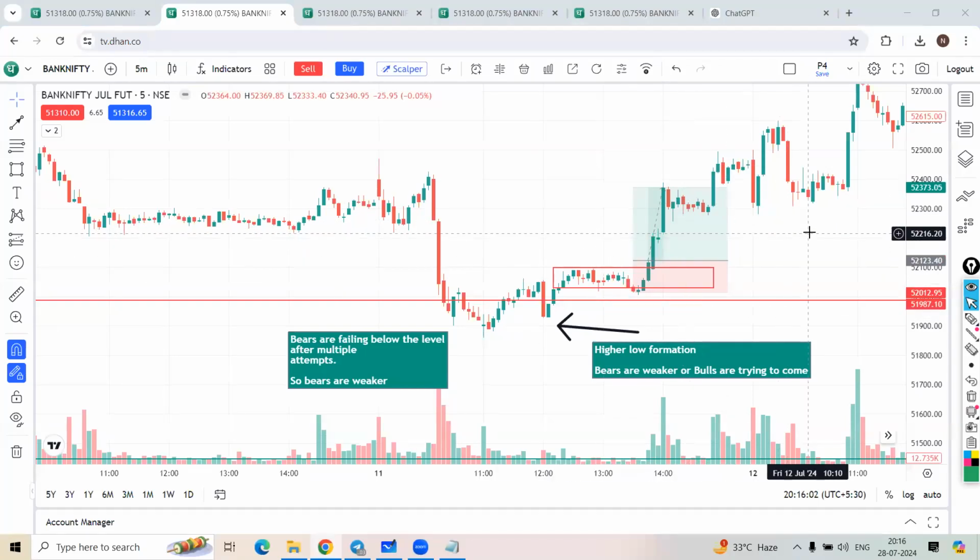So entry done. Up move. Obviously, this is the location from which price reversed back down. You can wait till here also. I'm happy with 1:2 risk reward. Anything 1:2 is fine and fair for me.